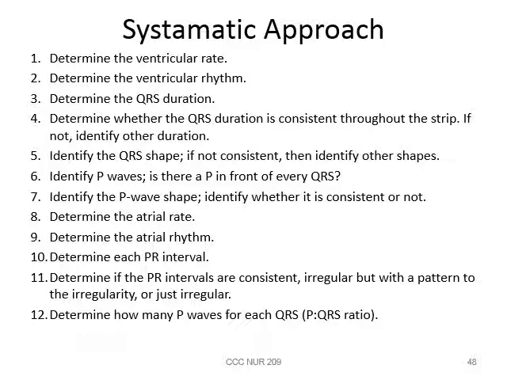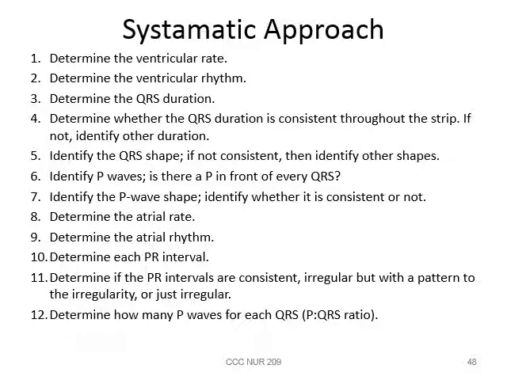Then you want to identify your P waves. Is there a P wave in front of each QRS complex? What's the shape of that P wave? Is it up, rounded? Is it inverted? Where is that P wave? Is it in front of the QRS? Is it behind the QRS? Is it consistent throughout the rhythm strip? Is the shape and the PR interval consistent throughout the rhythm strip?